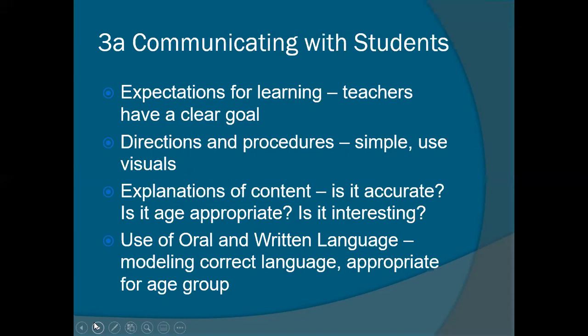And when we talk about appropriate for the age group, when it comes to language, that doesn't necessarily mean not using big words. It just means being mindful that when we use a big word, we need to define it.